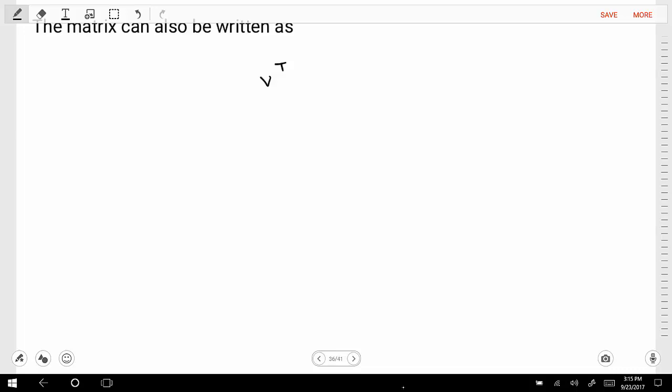Let's say that the output vector transposed, this is a property, is equal to the input vector transposed times the tensor transposed. So this is a property that we found.